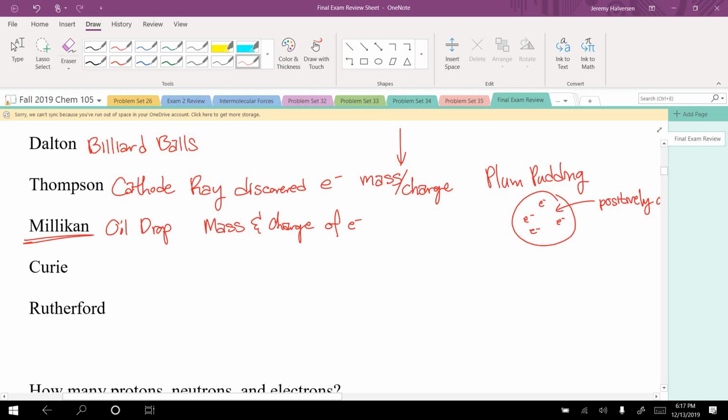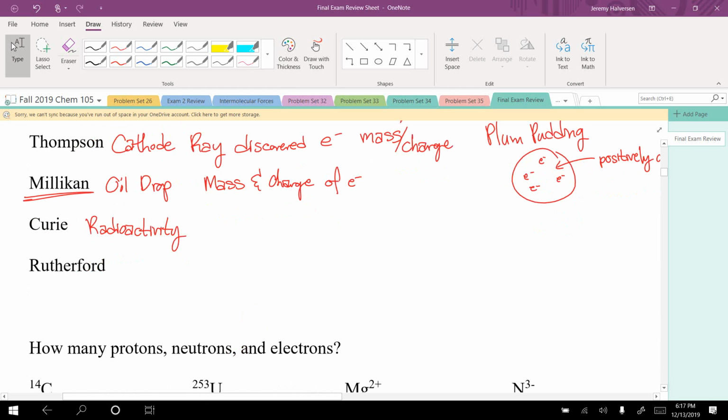Straightforward enough? Okay, and then what did Curie do? Yeah, she did radiation or radioactivity. She also won like 2 Nobel Prizes, which is pretty sick. And then, what was that?